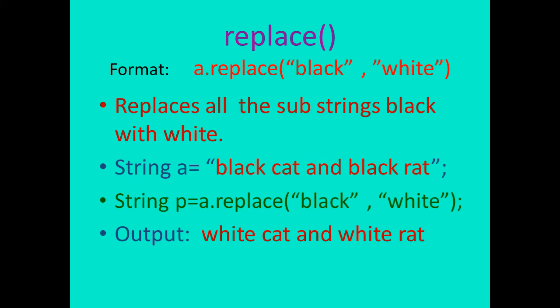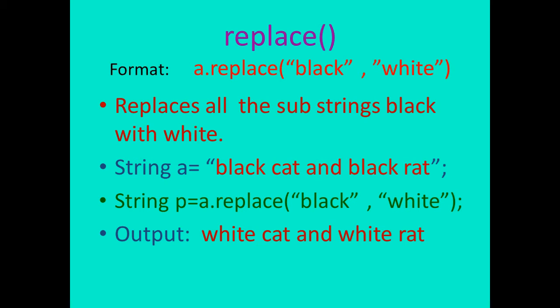Let's see the example. First we will write the string data type, then write the string variable name equal to, with the double inverted commas write the sentence or whichever value you want to give. Here we have given black cat and black bat, and we want to replace this black with white. How can you do this one? Using the replace function with two string arguments. Then we want to store this into a string variable, because the output is a string value.